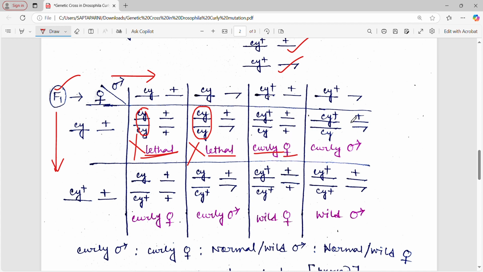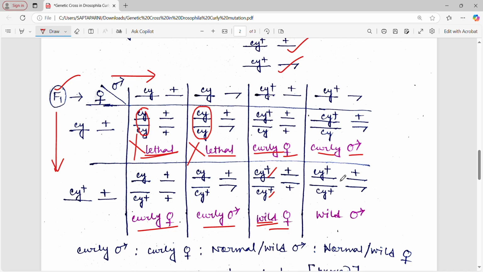Now similarly here you can also see Cy plus Cy and X and Y chromosome, so it will be Curly male. Okay. Now here similarly Cy plus plus, so it is Curly female, Cy plus X and Y, so it is Curly male. Here you can see both the autosomes are carrying Cy plus alleles, that is wild type allele, and we know that wild type is recessive, so in homozygous condition it will show its phenotype as wild type. Okay, and here two X chromosomes are present, so it is wild type female.